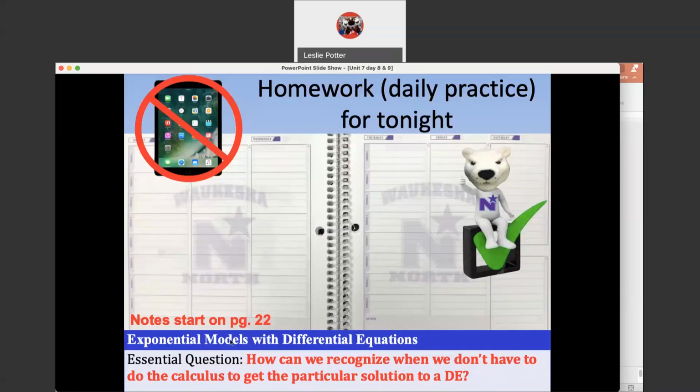And the nice thing is that there's no calculus involved. I mean, this is for a very specific situation, but we run into this quite frequently on AP tests. So the essential question for today is, how can we recognize when we don't have to do calculus to get a particular solution to a differential equation? So we really want to be able to recognize this because it's a huge time saver.